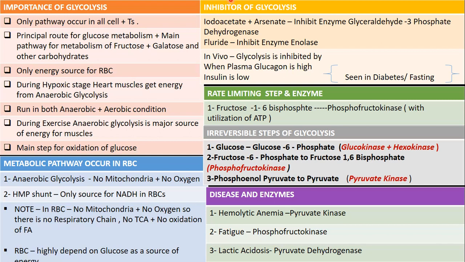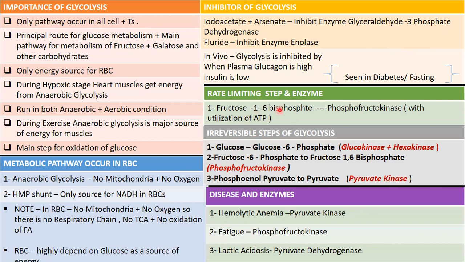When we talk about the inhibitors of glycolysis, the inhibitors are enolase and then we have the inhibitor known as fluoride. Fluoride inhibits the enzyme enolase, and these two we need to learn. And another one is iodoacetate. Here you see there is iodoacetate and arsenate, which inhibit the enzyme known as glyceraldehyde 3-phosphate dehydrogenase. If you go through the cycle, you can easily recall these enzymes.